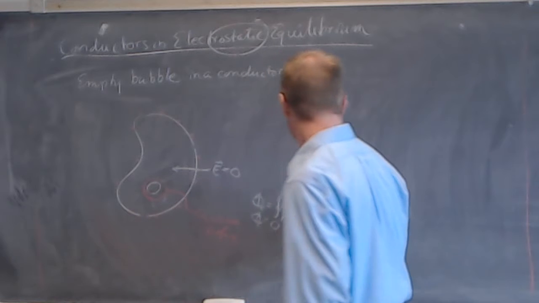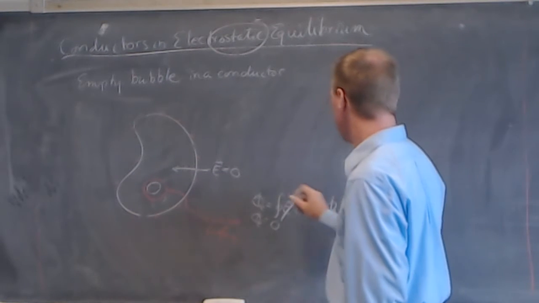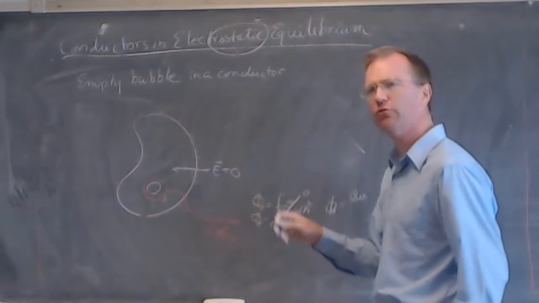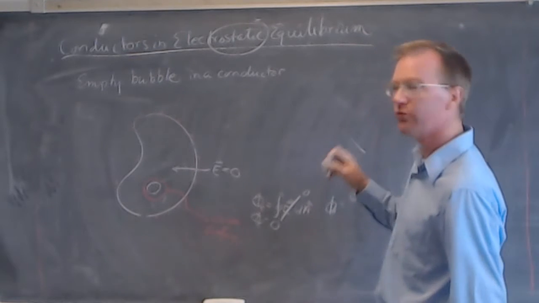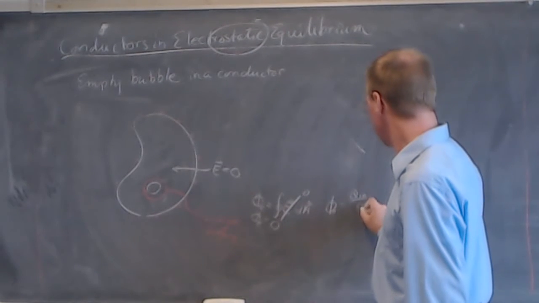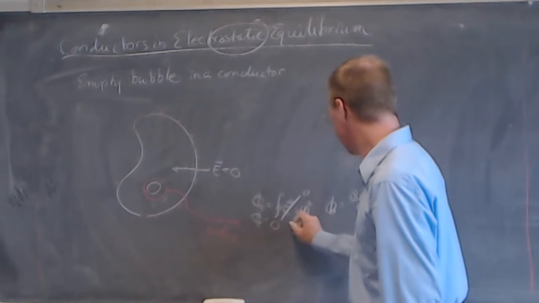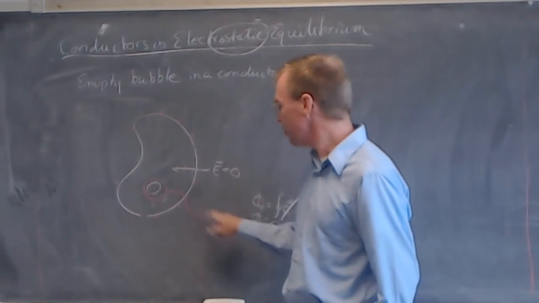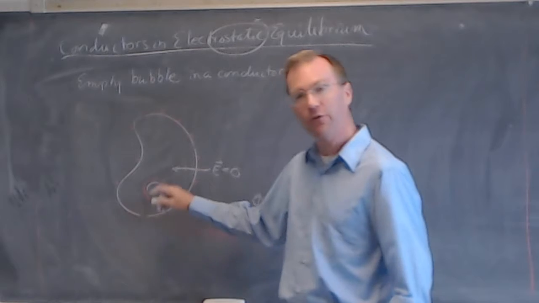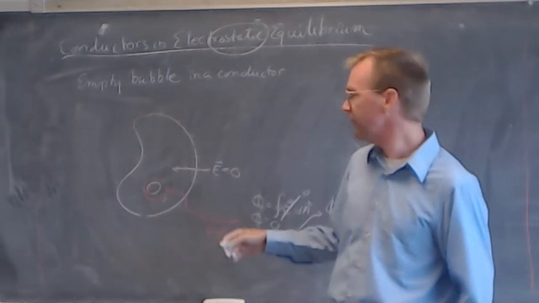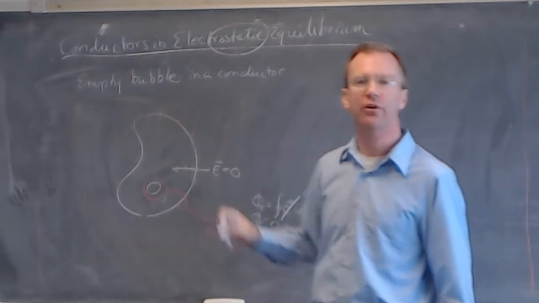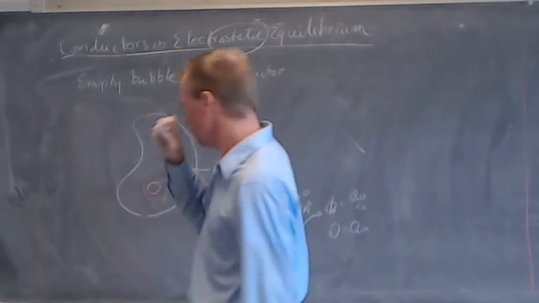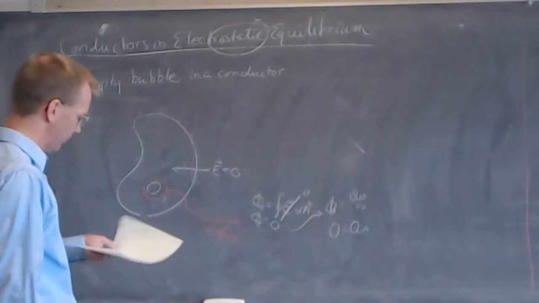But we also know from Gauss's law that the flux through that surface will be equal to the charge enclosed by the surface divided by epsilon naught. And if I put that in, I get that there is no net charge within the Gaussian surface. Therefore, if there's no charge within that bubble itself, there has to be zero charge on that inside surface as well. So for empty bubbles inside a conducting material, there's no charge on that inner surface of the conducting material.